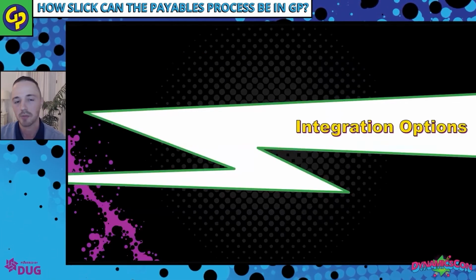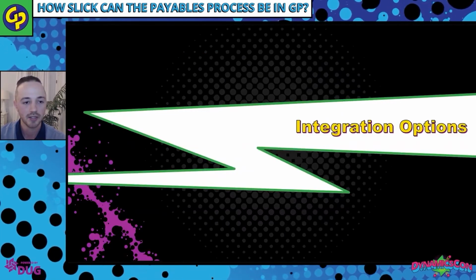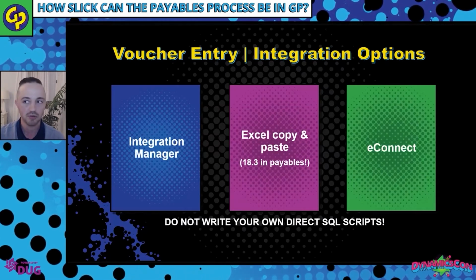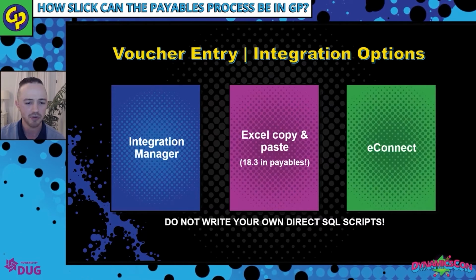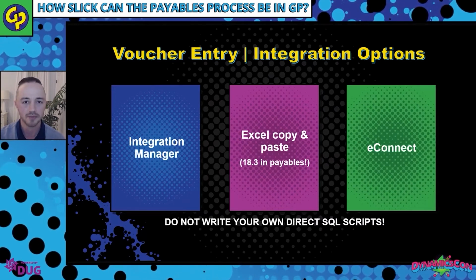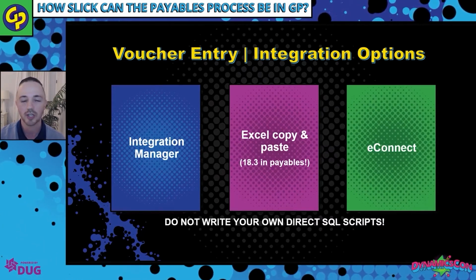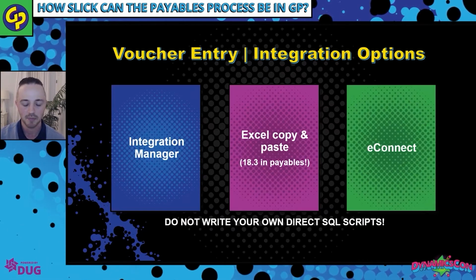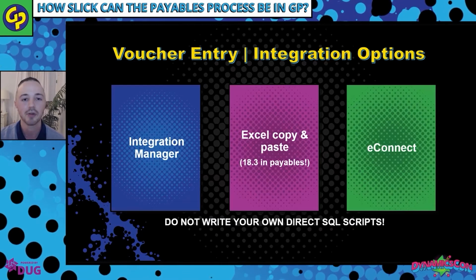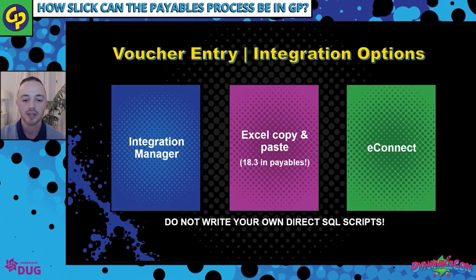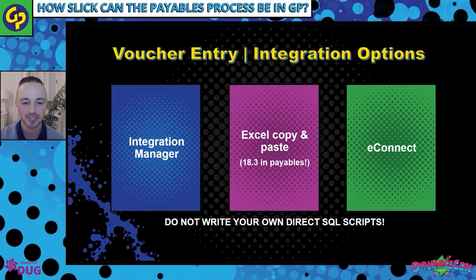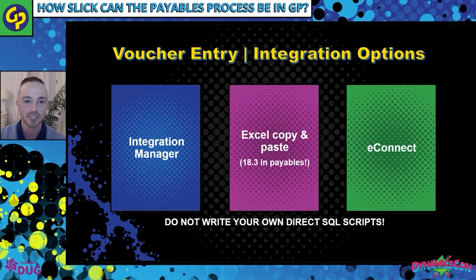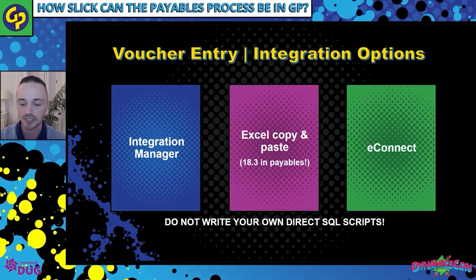Next thing here. Let's talk about getting data into GP. If you're talking integrations, you have Integration Manager, which is available out of the box with GP for the most part. I think it might be an add-on, but it's affordable. There are also other third parties out there. You have the Excel copy and paste. That just came out in 18.3. I'm not going to say it's the greatest thing ever, but there is Excel copy and paste now for payables transactions. Everyone's had it for GL transactions for a number of years now.